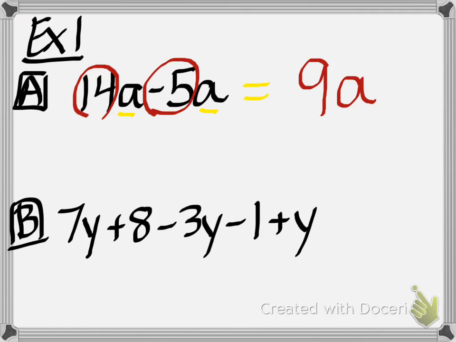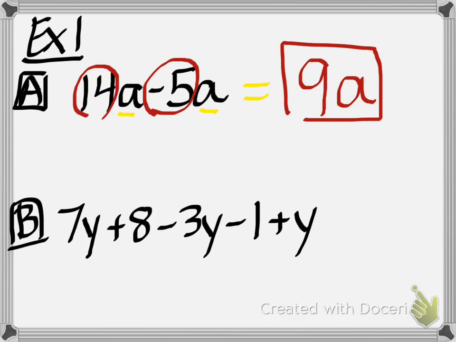You can think of it as if you replace a with an object. I could choose apples. If I have 14 apples and I subtract 5 apples, how many apples do I have left? I have 9 apples. So it's 9a.